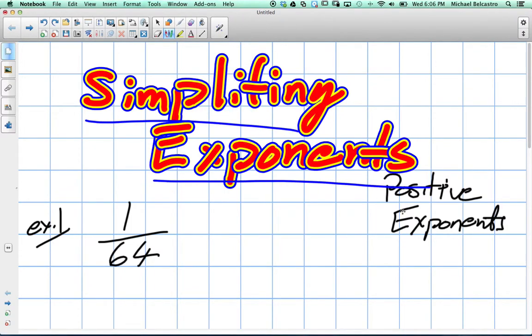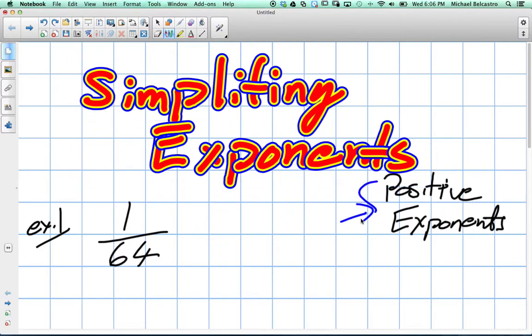Okay, so we're going to look at simplifying exponents. And our first question says, how can we simplify 1 over 64 as a positive exponent? Okay, so what we have here is we want this base to be an integer. Sorry, actually this one we don't want it to be a positive exponent. We just want to simplify this in some way so the base is not a fraction.